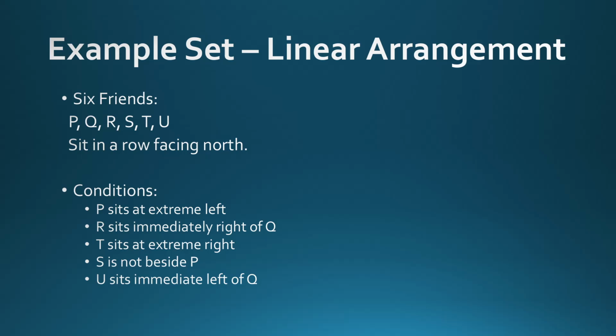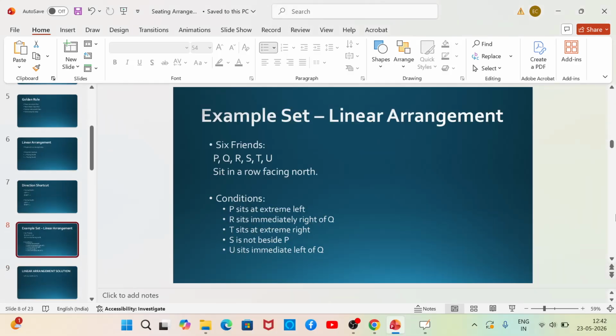P, Q, R, S, T, U, 6 friends sit in a row facing north. Conditions: P sits at extreme left, R sits immediately right of Q, T sits at extreme right, S is not beside P, U sits immediately left of Q. So we have to find the arrangement. Let's solve this one.